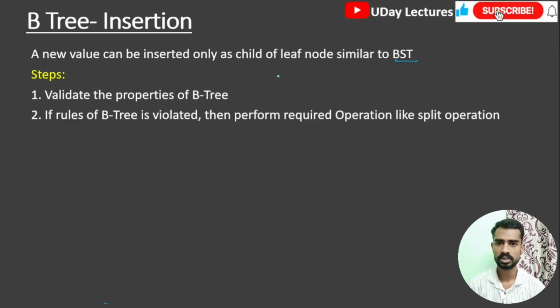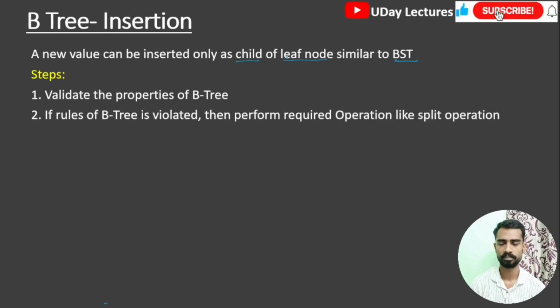The insertion of a new node can always be done only at the leaf nodes. So you can insert a new node only at the leaf node position, or as a child for the leaf node position. It is very similar in a binary search tree and also in an AVL tree, just like B-Tree. In a B-Tree also we will be doing the same.